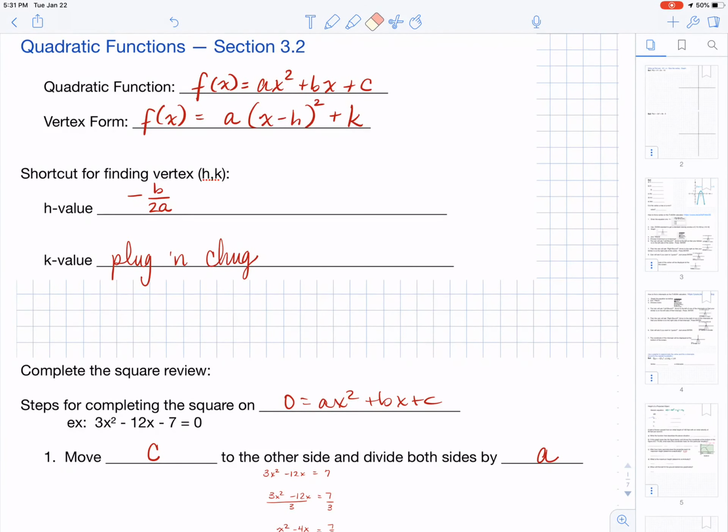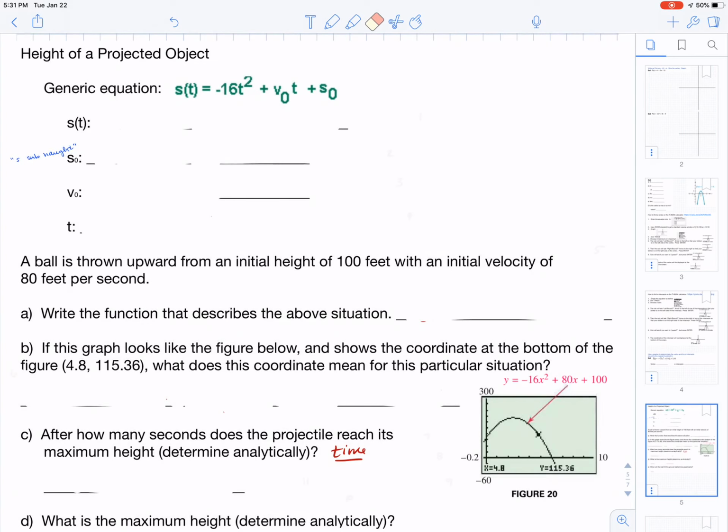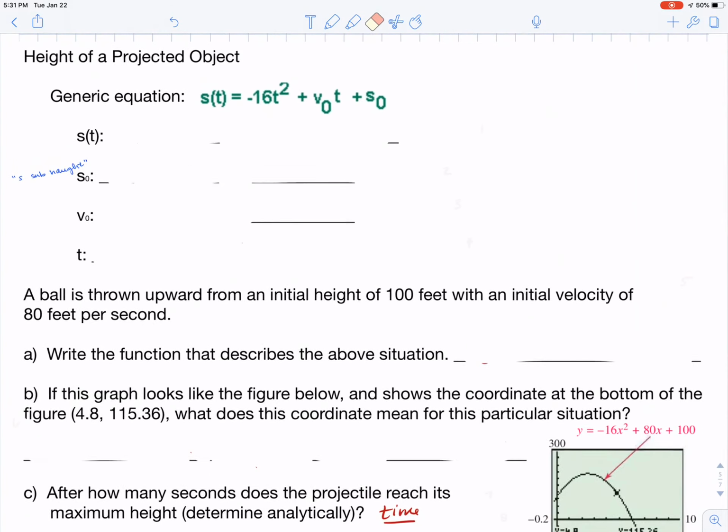Hey folks, this is the final video in section 3.2, and I'd like for you to go all the way in your notes down to page 5, where it talks about the height of a projected object. So this would be something like a ball that's being thrown into the air, a bullet being shot into the air, a rocket being shot into the air. All of these are projected objects, and we want to look at their heights.